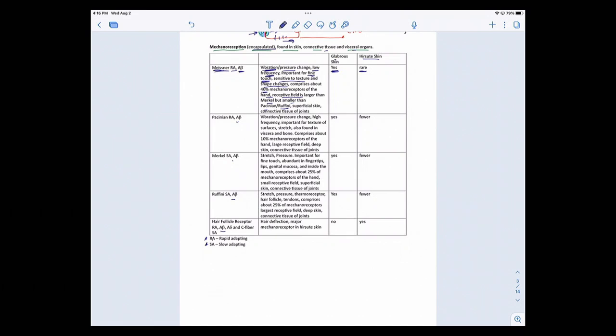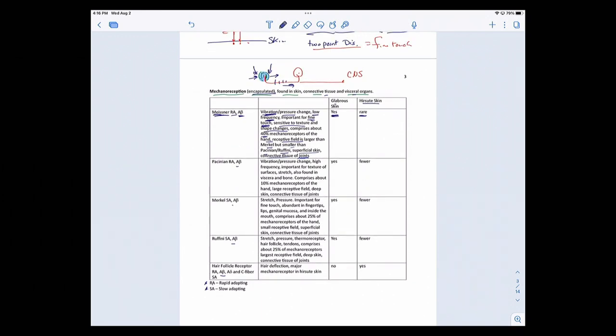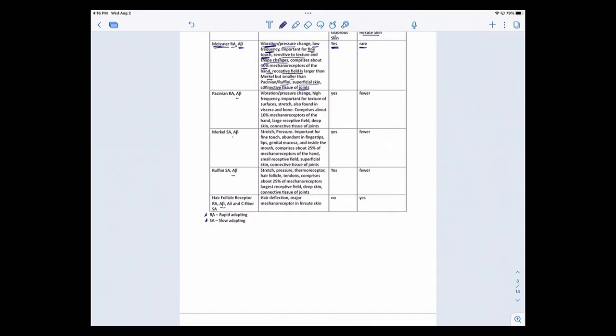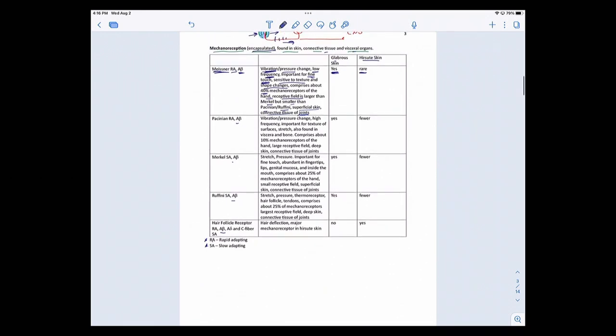You'll find the Meissners in superficial skin, closer to the surface of the skin. You'll also find these Meissners in connective tissues of joints. When they're in the connective tissues of joints, that's very important for proprioception. Again, we'll talk about proprioception in a coming lecture; it has to do with where my body parts are in space. So that's the story on the Meissners.